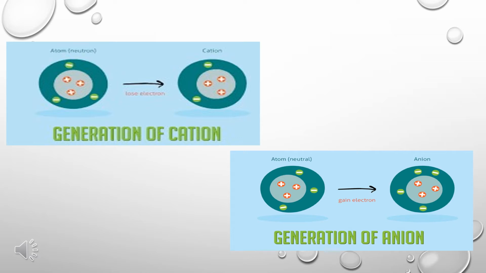as it has one positive charge greater than the negative charge. In the formation of an anion, again you can see that there are 3 protons and 3 electrons in the neutral atom, but after gaining one electron, its electrical balance has been changed. The number of protons is still 3, but the number of electrons has increased by 1. So this ion will get minus 1 charge, and hence this anion will be formed.